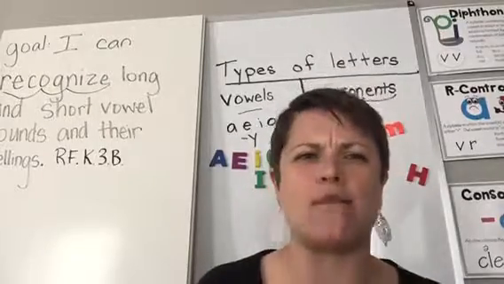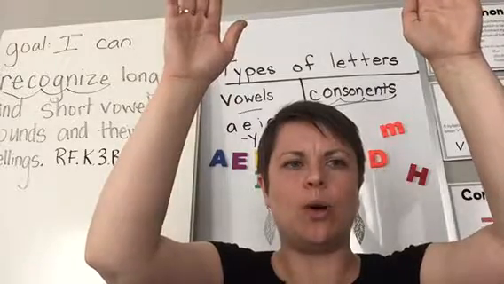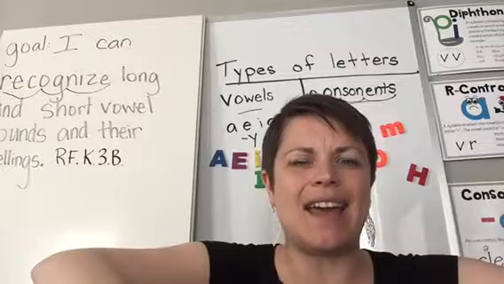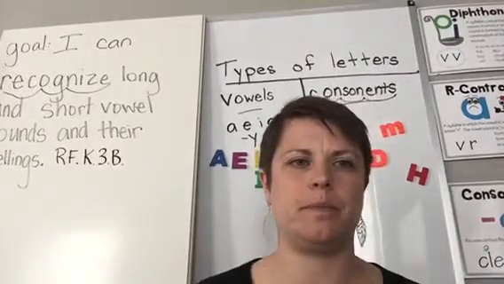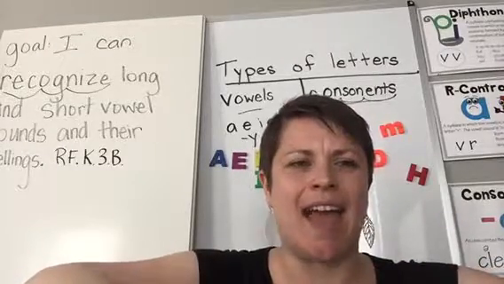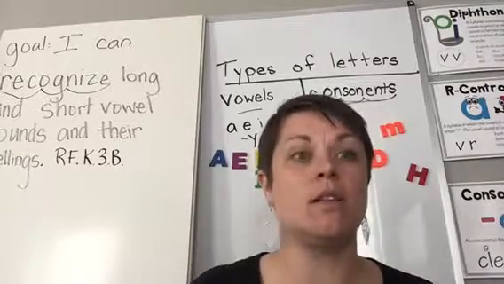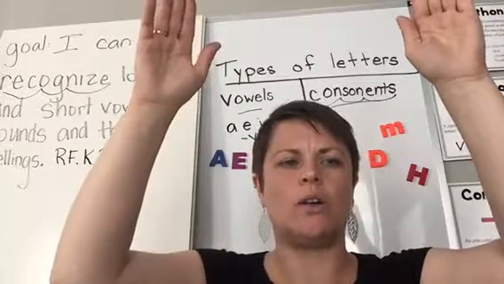All right, ready? Long vowels, go. A, E, I, O, U. Short vowels. Back to the middle. Short vowels, go. Down. Middle. Long vowels. A, E, I, O, U.